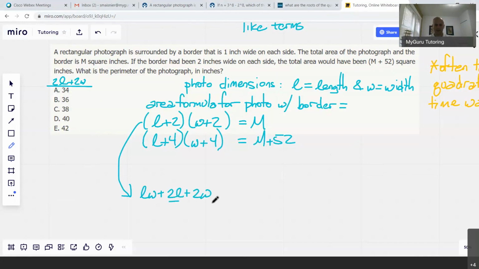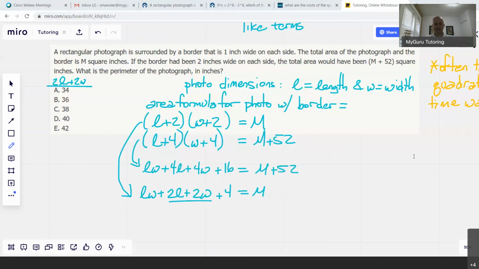Oh, there's that thing we were looking for. Plus 4 is equal to M. Now, we also have to expand out the first part, which is going to be equally LW plus 4L plus 4W plus 16, which is still equal to M plus 52.